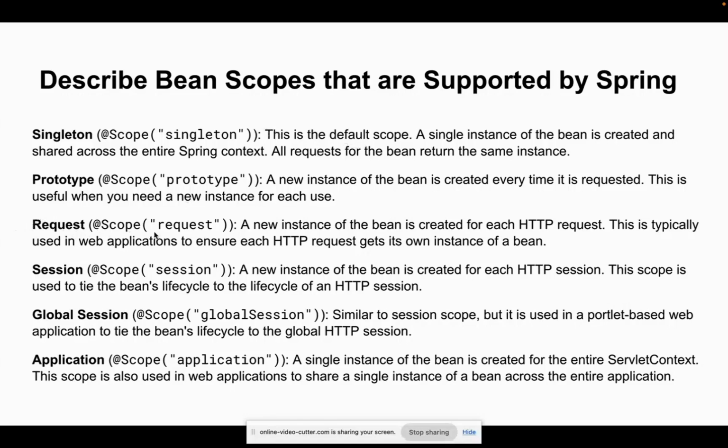Here's the request scope, using the request parameter. A new instance of the Bean is created for each HTTP request. This is typically used in web applications to ensure each HTTP request gets its own instance of a Bean. The session scope, using the session parameter here, creates a new instance of the Bean for each HTTP session. This scope is used to tie the Bean lifecycle to the lifecycle of the HTTP session. The global session is similar to session scope, but it's used in portlet-based web applications to tie the Bean lifecycle to the global HTTP session. You can go through this one, but just the first two are more important.